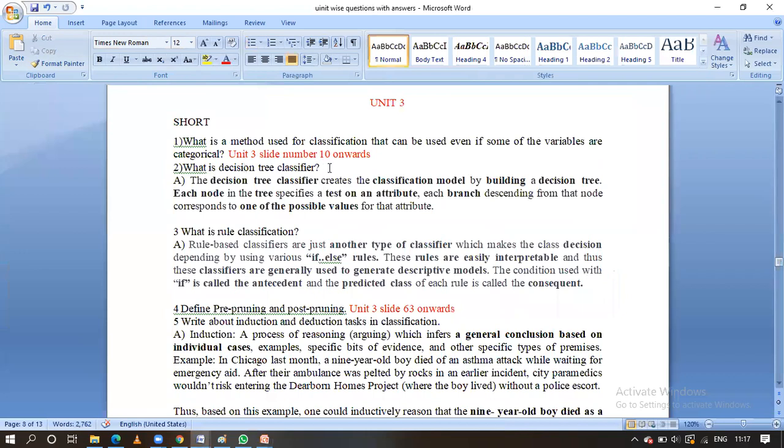That is the decision tree. What is a decision tree classifier? Normally, a decision tree classifier is a classification model. For constructing the decision tree, we are going to use this classifier. After that, with the help of the model, we are going to predict the unknown class labels.